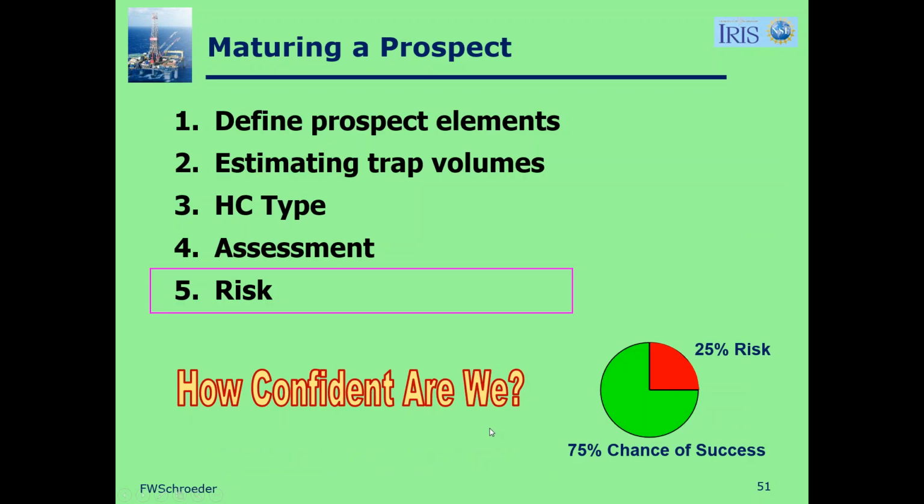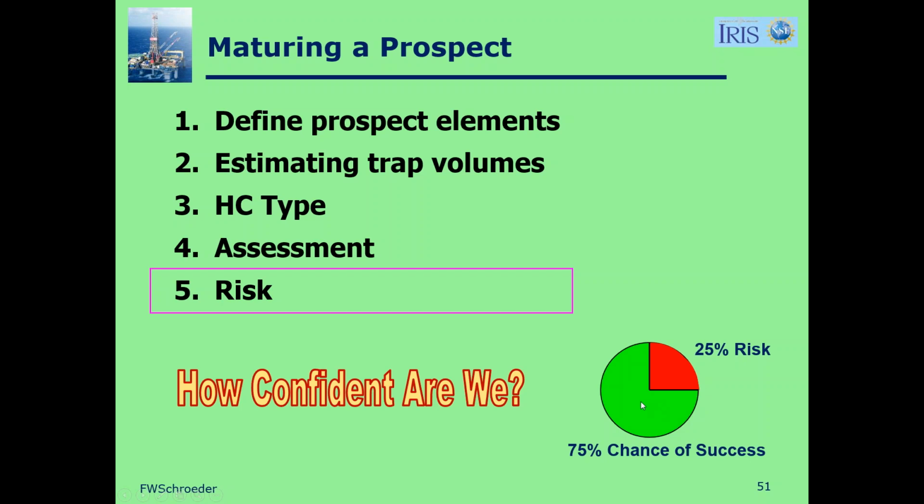So the last item we worry about is risk. How confident are we? Some people talk about risk: our prospect might have a 25% risk. Other people talk about chance of success: my prospect has a 75% chance of success.